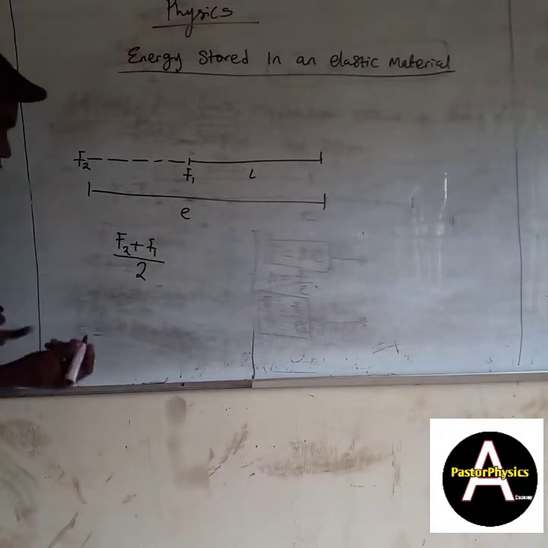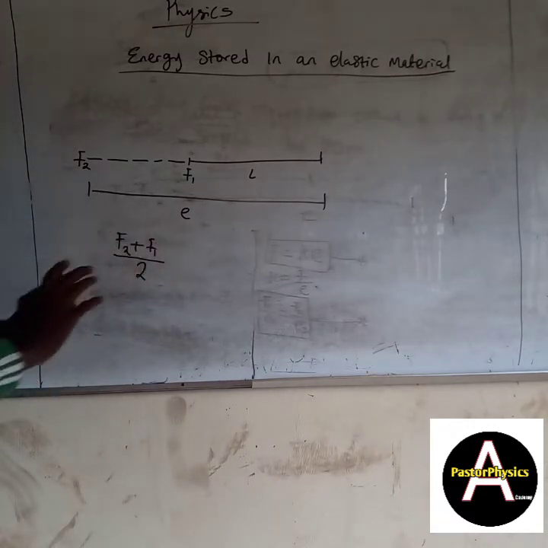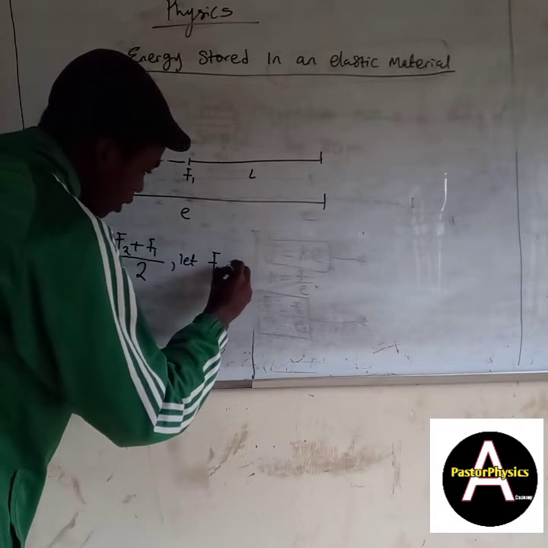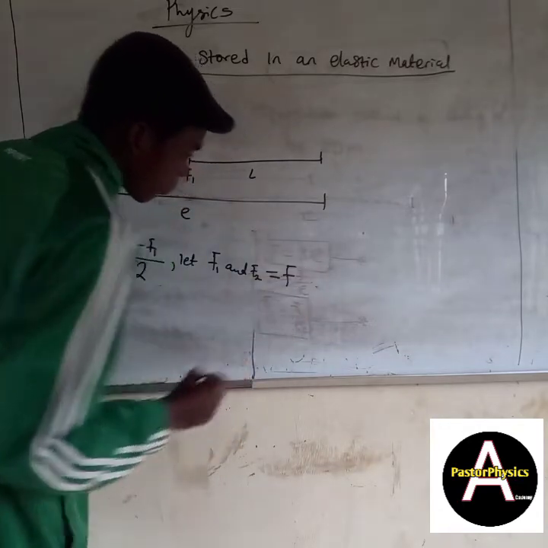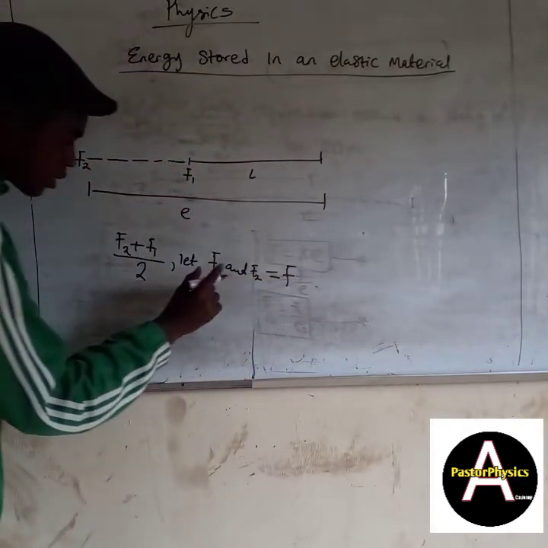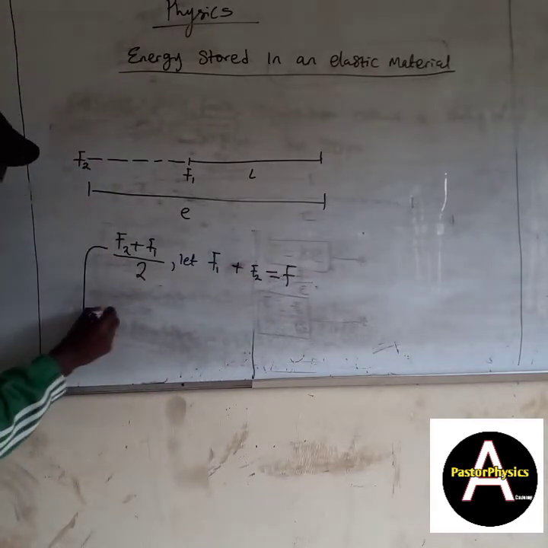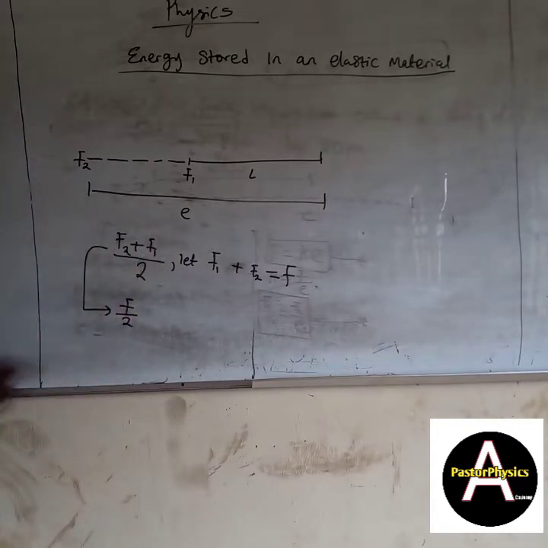Now, since it's hard to really know F1 and F2, let us just make F1 and F2 equal to F. So let F1 plus F2 be equal to F. So that means everything here can be rewritten as F over 2, since all of them are forces, to make things simple. So it therefore means that the force involved in this extension is what? F over 2. Are you getting it?